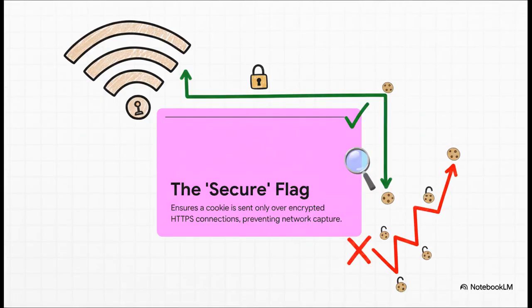Next up is the secure flag. This one directly takes on network sniffing. A cookie with the secure flag will only be sent by your browser if the connection is encrypted using HTTPS. So if you're back at that coffee shop on their unsecured Wi-Fi and try to connect to a site over plain unencrypted HTTP, the browser will literally hold on to the cookie, preventing it from ever being sent out in the open where an attacker could grab it.